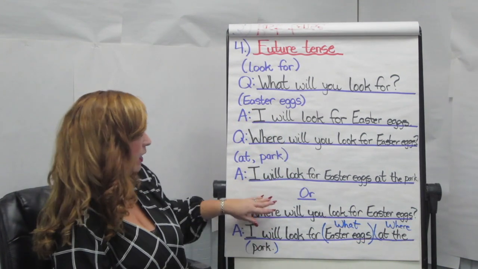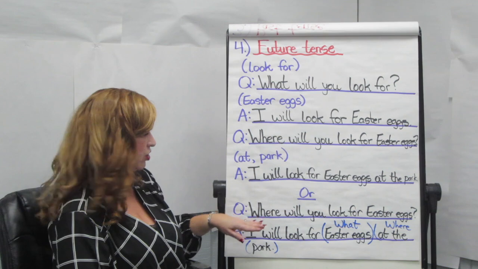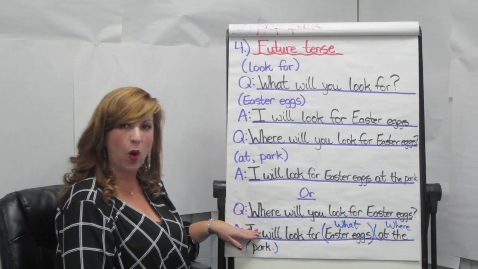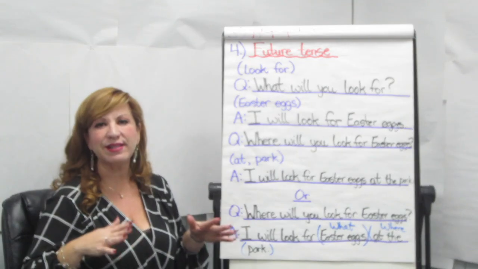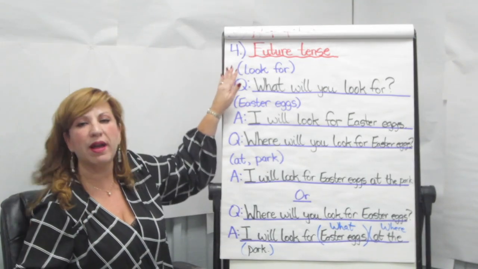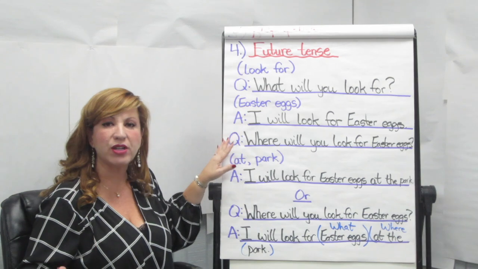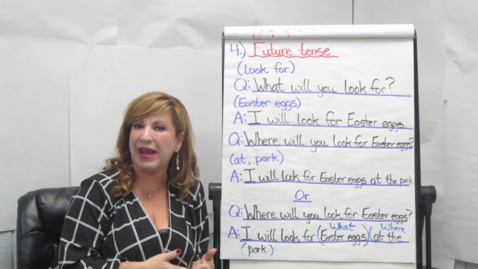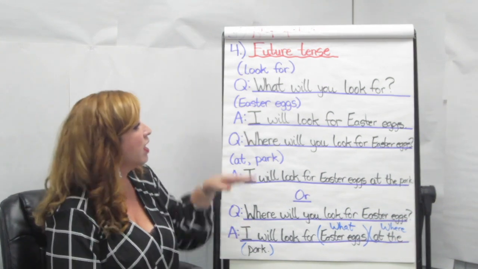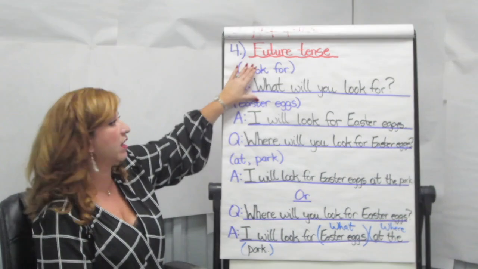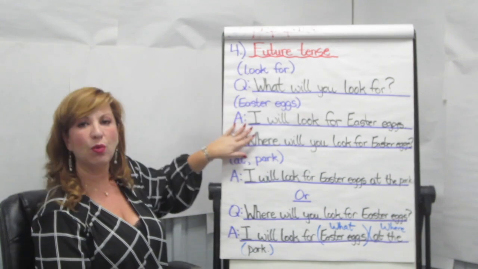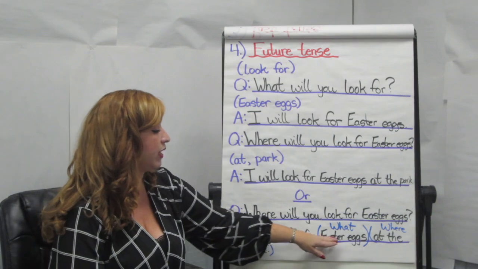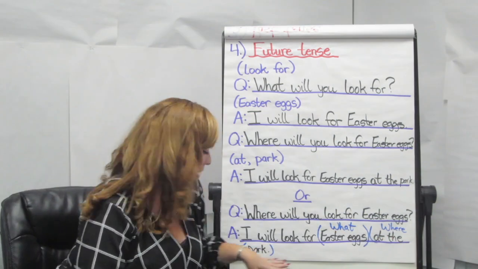So here we combined both questions into one question, and we answered both questions with one answer. So in this exercise, because we're combining the what and the where informational questions, we're actually digging deeper to get more details, more information as we ask each question. So as you could see here, we're getting information about what and then where. So if we look at our answer, for example, I will look for Easter eggs at the park.